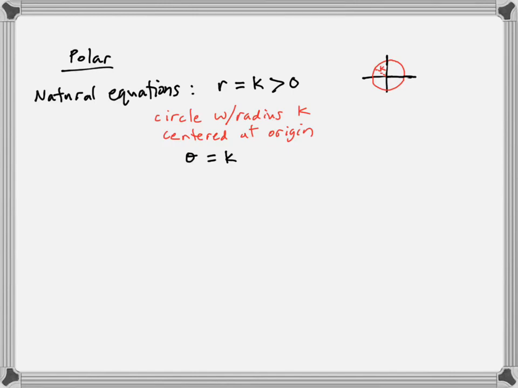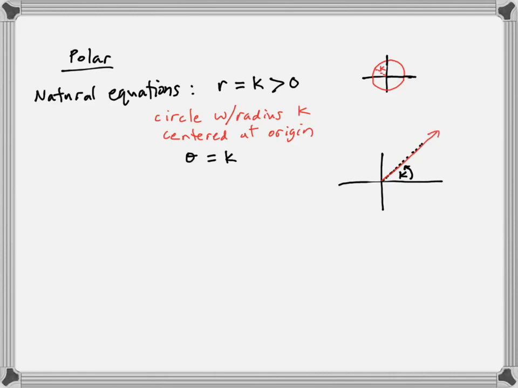Now, what about if you fix theta equal to k? So with theta equals k, let's think about what that means. That means the direction is fixed. However, the radius could be anything. So what do we get? Well, again, let's say you fix theta and theta is like this. What this means is you get that entire ray.